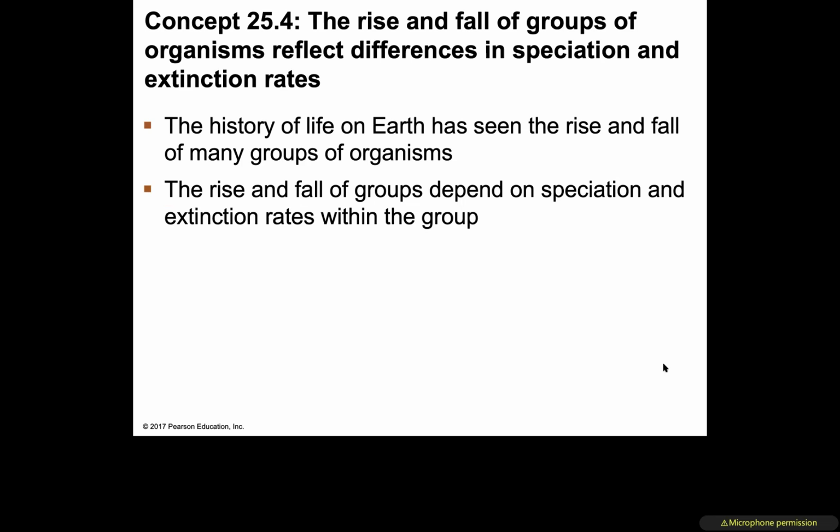So your history of life on Earth, it has seen that rise and that fall of many different organisms. So what that means is the organisms we see today, not many of them were around from the beginning. The only ones that we can really say are a huge group of prokaryotes that were around from not even the beginning, but I should say the first evidence of life. And so those rise and those falls, lots of different groups arose throughout time and then went extinct. And so that depended on speciation and extinction rates within your group.